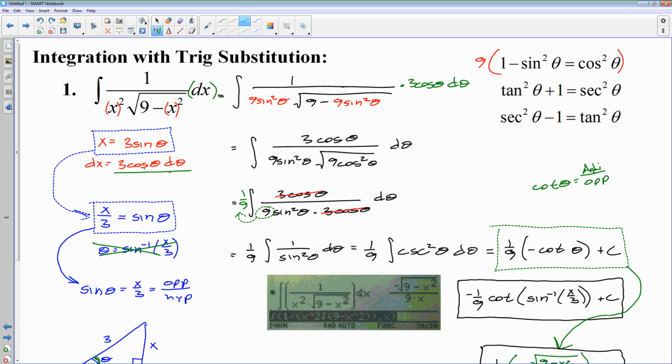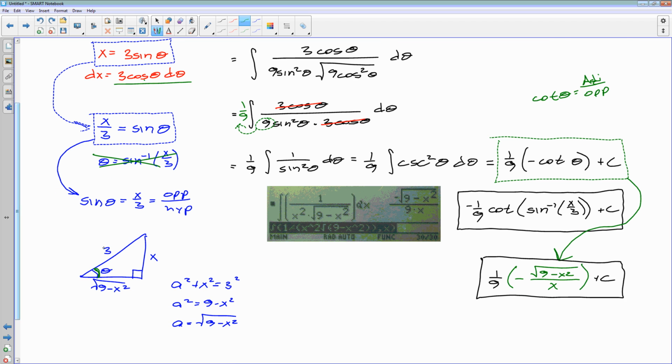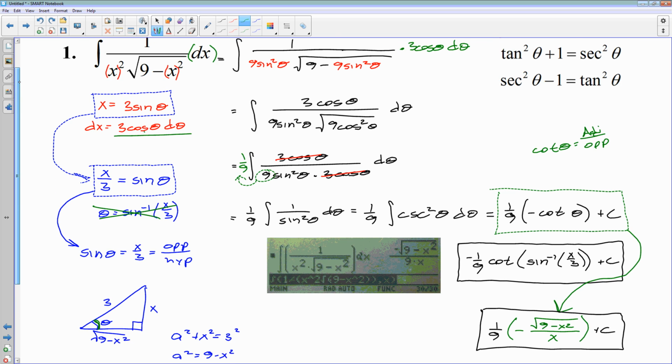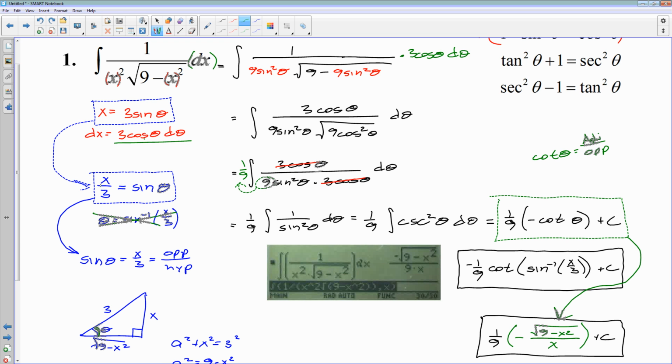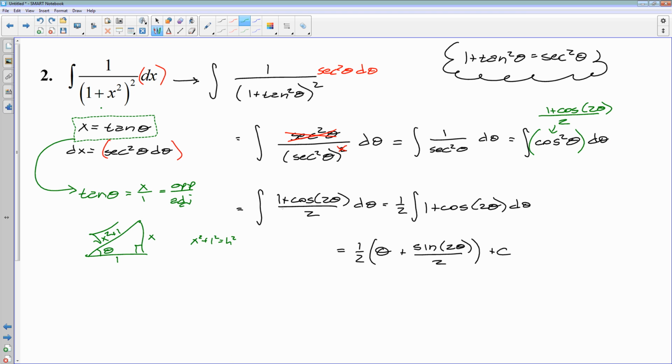On the very first problem, our original problem had the root of 9 minus x squared, and when I solved for the missing side length, I got the root of 9 minus x squared. That should happen. So it's a small way of checking to see if you've done things correctly. All right, so now I have my triangle.